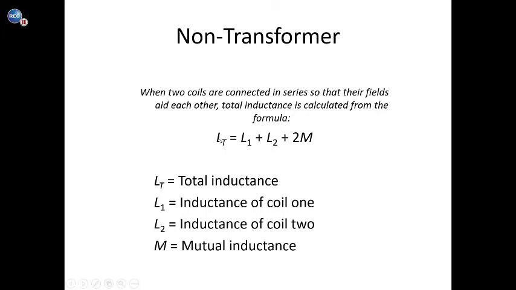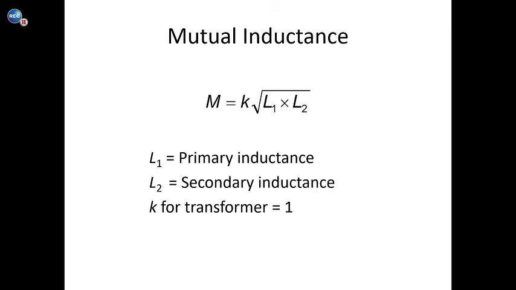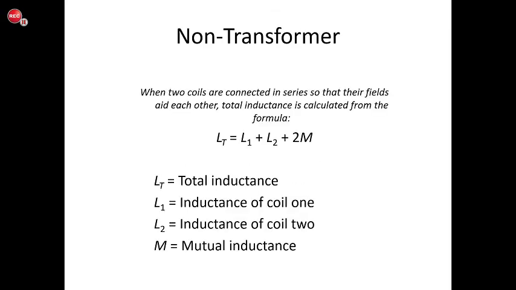And so the way we really calculate total inductance is to add the inductances. That's how we did it before. But we also need to add in 2 times the mutual inductance. And again, the mutual inductance we calculated using this formula.